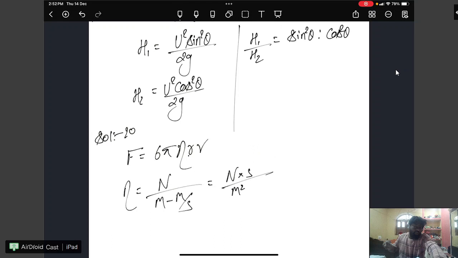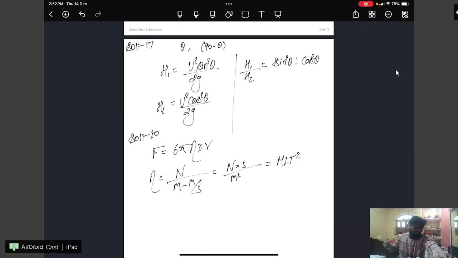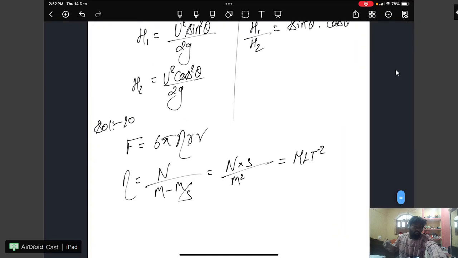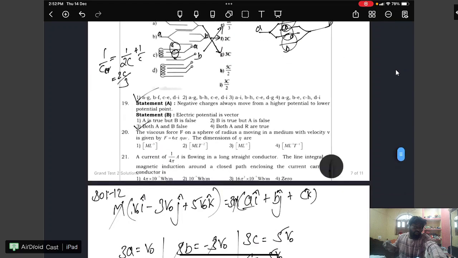Now, Newton is m l t to the power minus 2, mass into acceleration, meter per second square. So m l t to the power minus 2 into t to the power 1 divided by l to the power 2. So m l to the power 1 minus 2 is minus 1, t to the power minus 1. M l to the power minus 1 t to the power minus 1 is the dimension of viscosity. Fourth option, right?